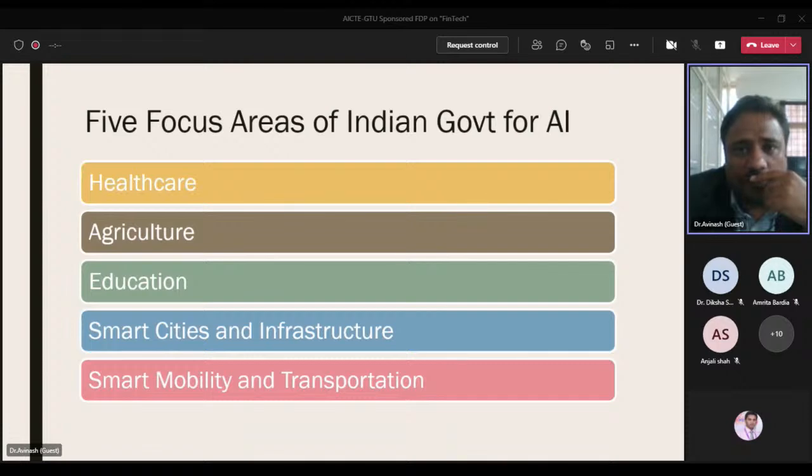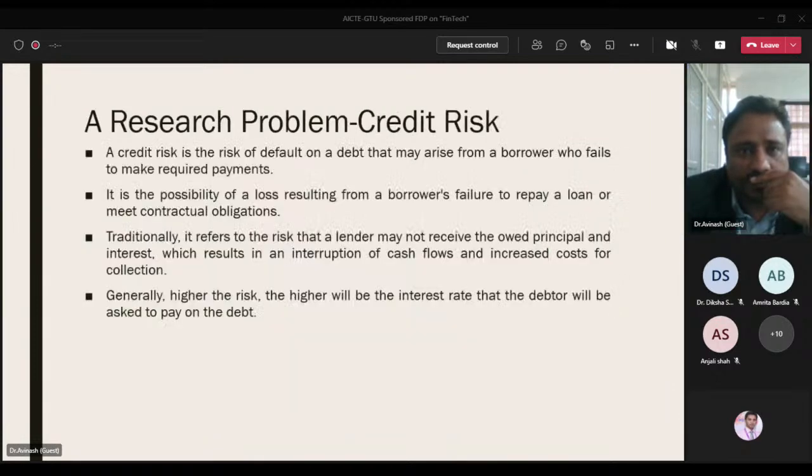And if we talk about the current government, what are the focus areas of the current government in artificial intelligence? The government is focusing on healthcare, agriculture, education, smart cities and infrastructure, and smart mobility and transportation.